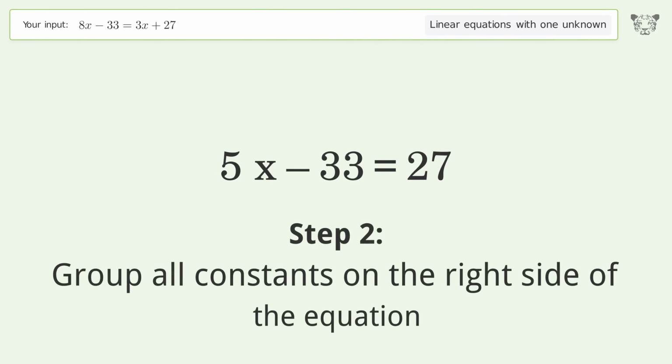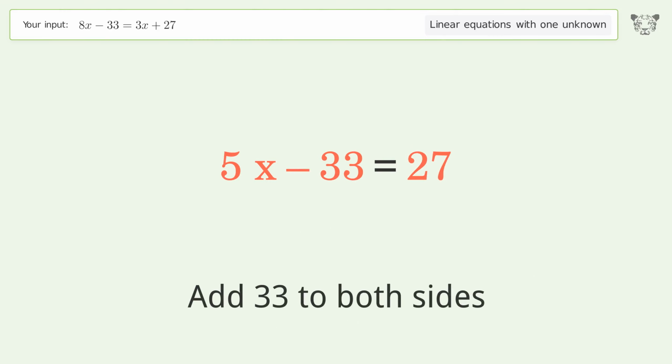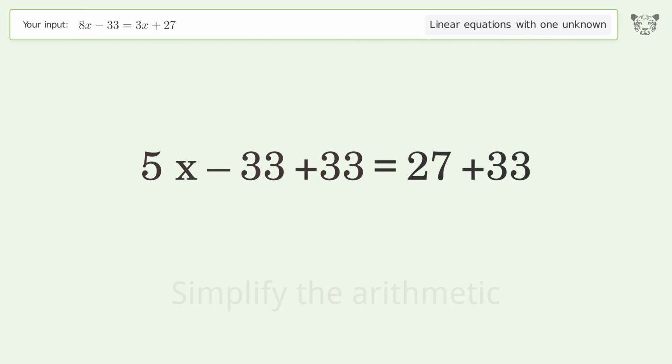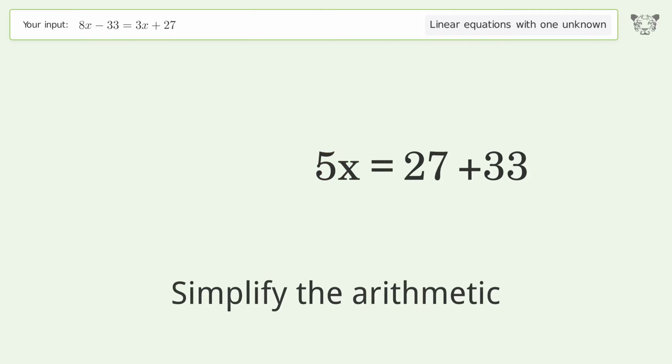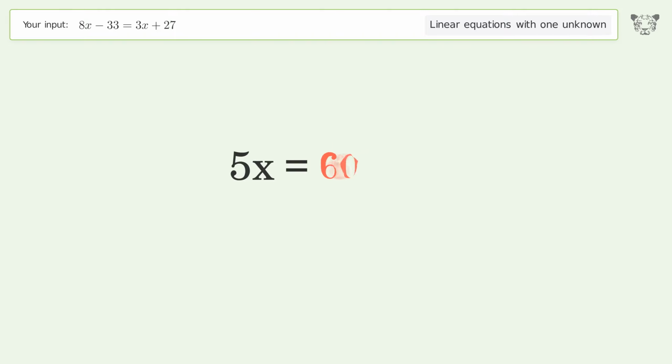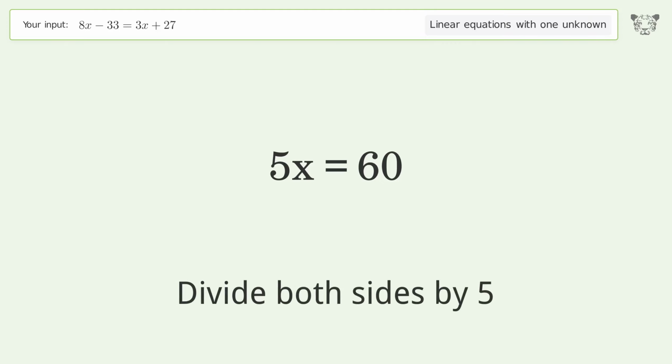Group all constants on the right side of the equation. Add 33 to both sides. Simplify the arithmetic. Isolate the x. Divide both sides by 5.